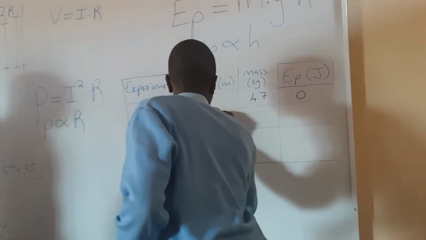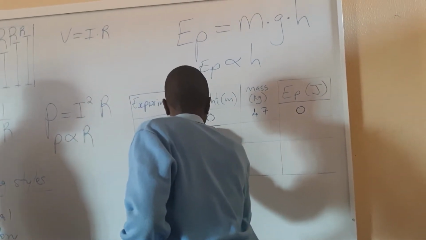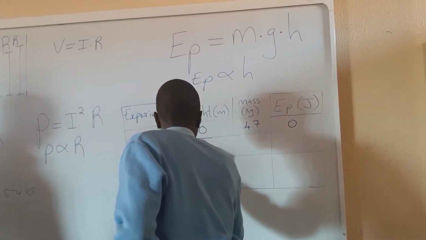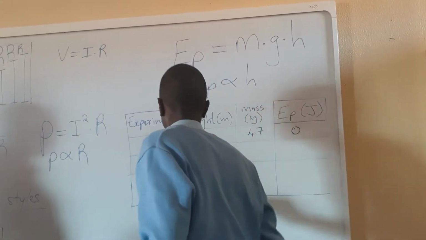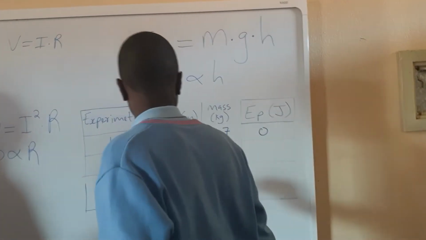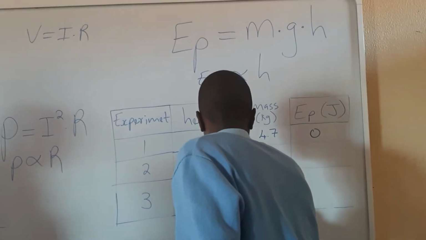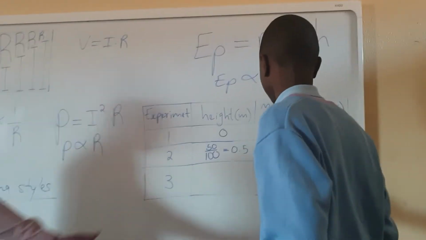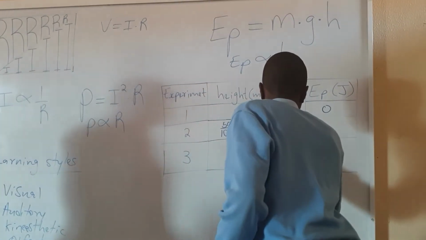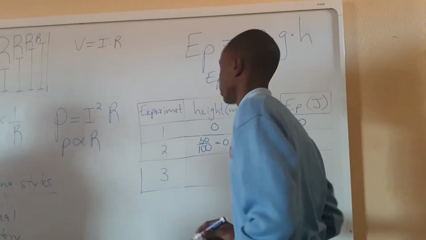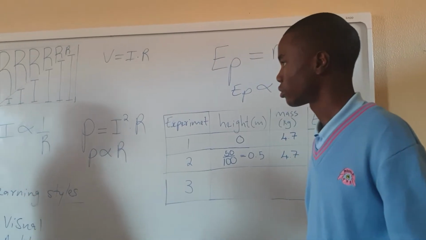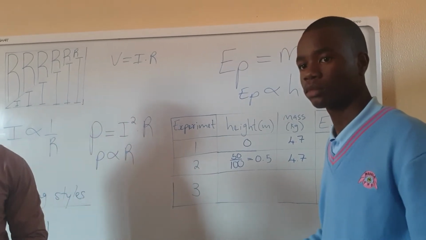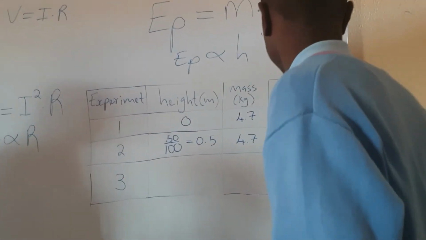Then that is 0.5. Okay, 50. You want to show the calculations then? 0.5 meters. Now the mass of the block, it is still the same block, so it will have the same mass there. 4.7. Then Princess, can you help with the calculation of the potential energy? 2.35 there.